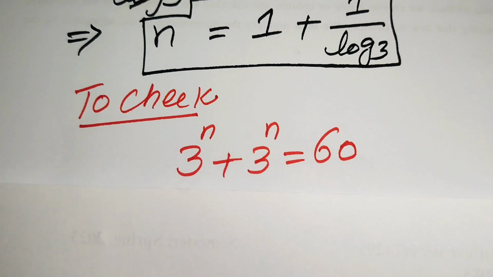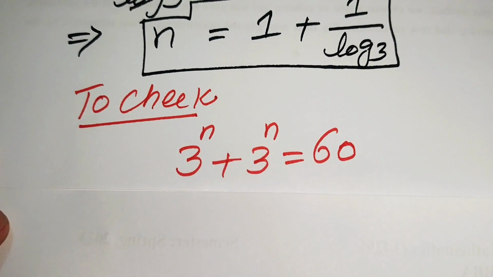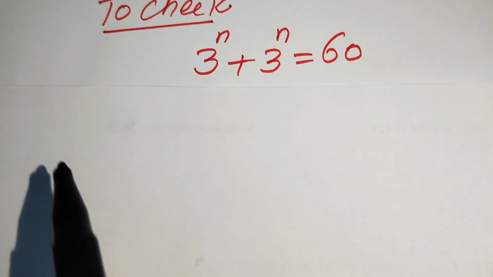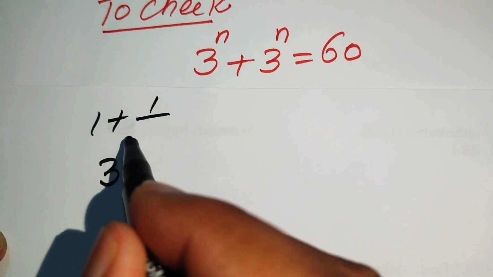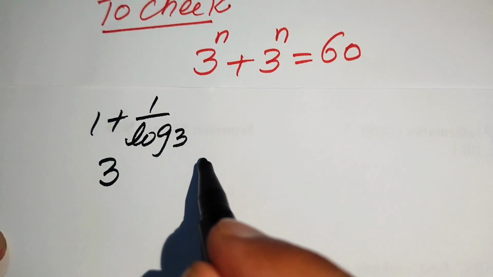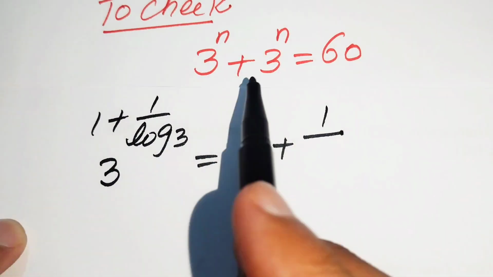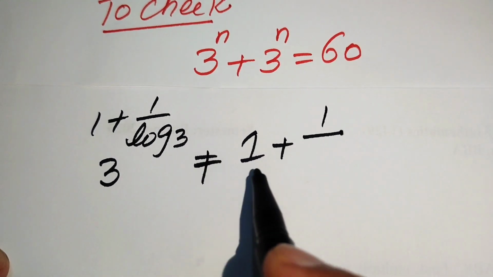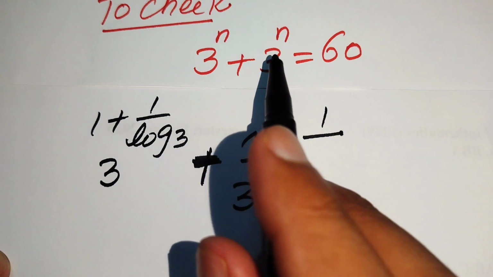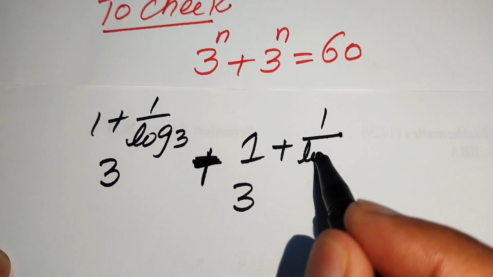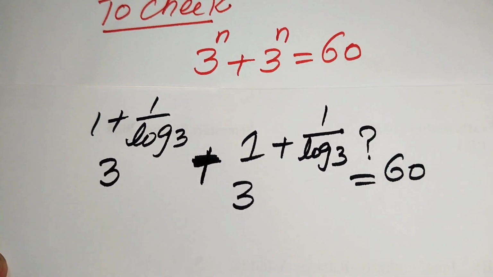So here you see that we have the value of n as 1 plus 1 over log 3. We put this value in the left hand side, and it will be written as 3 to the power of n, where n equals 1 plus 1 over log 3, plus 3 to the power of n, where again n equals 1 plus 1 over log 3. Is this whole thing equal to 60 or not?